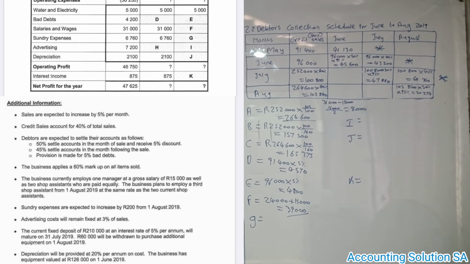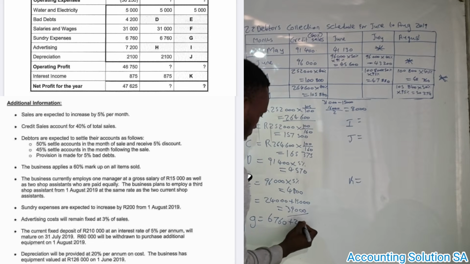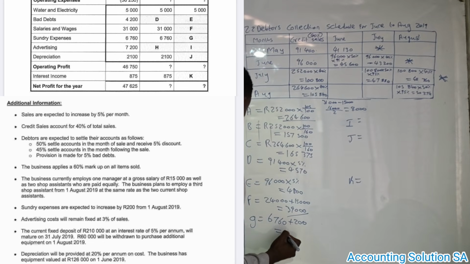The next question, they want us to do sundry expense. They say that sundry expense is expected to increase by 200. This one is simple, guys. So sundry expense was how much? It was 6,760. They are going to increase by 200. You just add, and you're going to get the total of 6,960. Okay. Now let's move to number H.